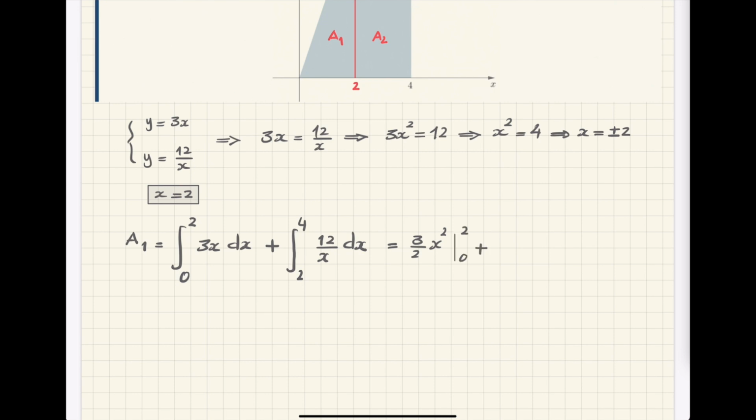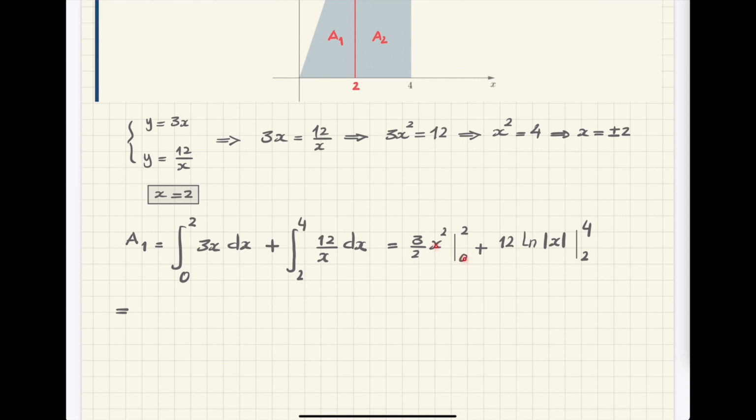The primitive function for 1 over x is ln of the absolute value of x. But there is a 12 here because 12 over x can be viewed as 12 times 1 over x. So this becomes 12 ln of the absolute value of x. Of course, here the absolute value is not important because I am working in the positive values for x, but let us just keep it for entirety. And then it goes from 2 to 4. Then I have to put these numbers in and subtract them, yes? So what happens? I have to put 2 in for x, and then I put 0 and subtract them.